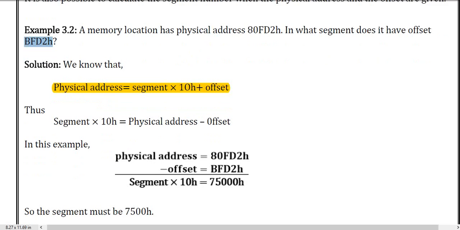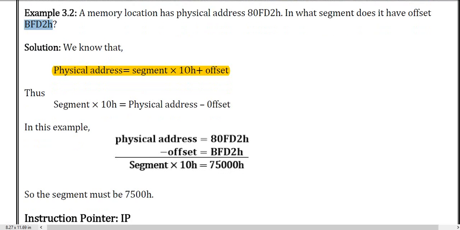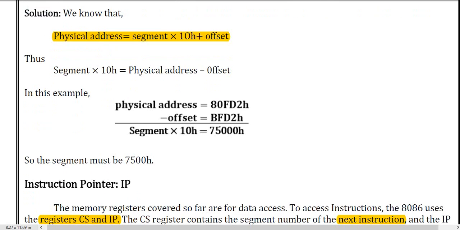Now we need to generate the segment section. So segment times 10 equals physical address minus offset. Here we subtract the offset from the physical address and get the result 75000. Now we need only the segment section, so we divide it by 10, and lastly we get the segment address, which is 7500 hexadecimal.